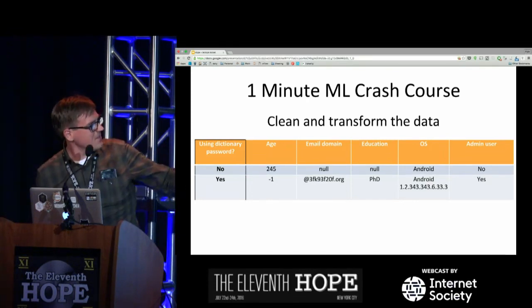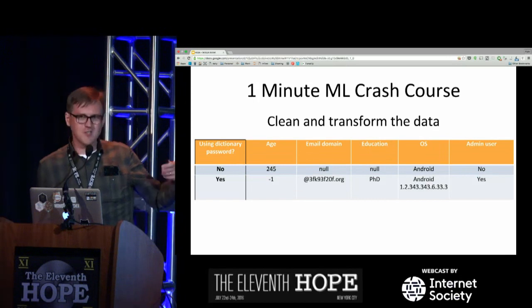Similarly, this is not a common domain name. Probably you see a lot of Gmail if you're looking at email accounts, and Yahoo and stuff like that.